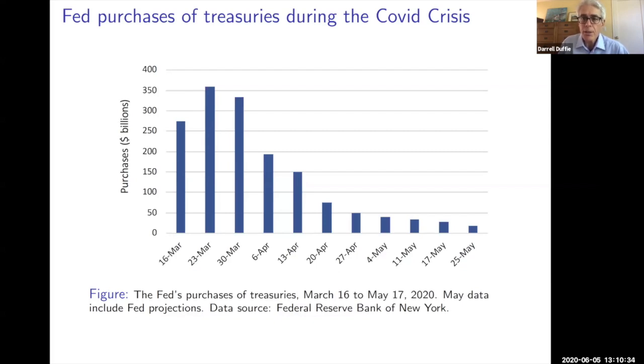In 1939, on the opening of the Second World War, the Treasury market again became dysfunctional, and the Fed swooped in and rescued the market. In 1958, when the Middle East security concerns became very, very tense, and President Eisenhower sent Marines to Lebanon, again, the Treasury market became dysfunctional, and the Fed again stepped in and bought a lot of treasuries to support the liquidity in the market.